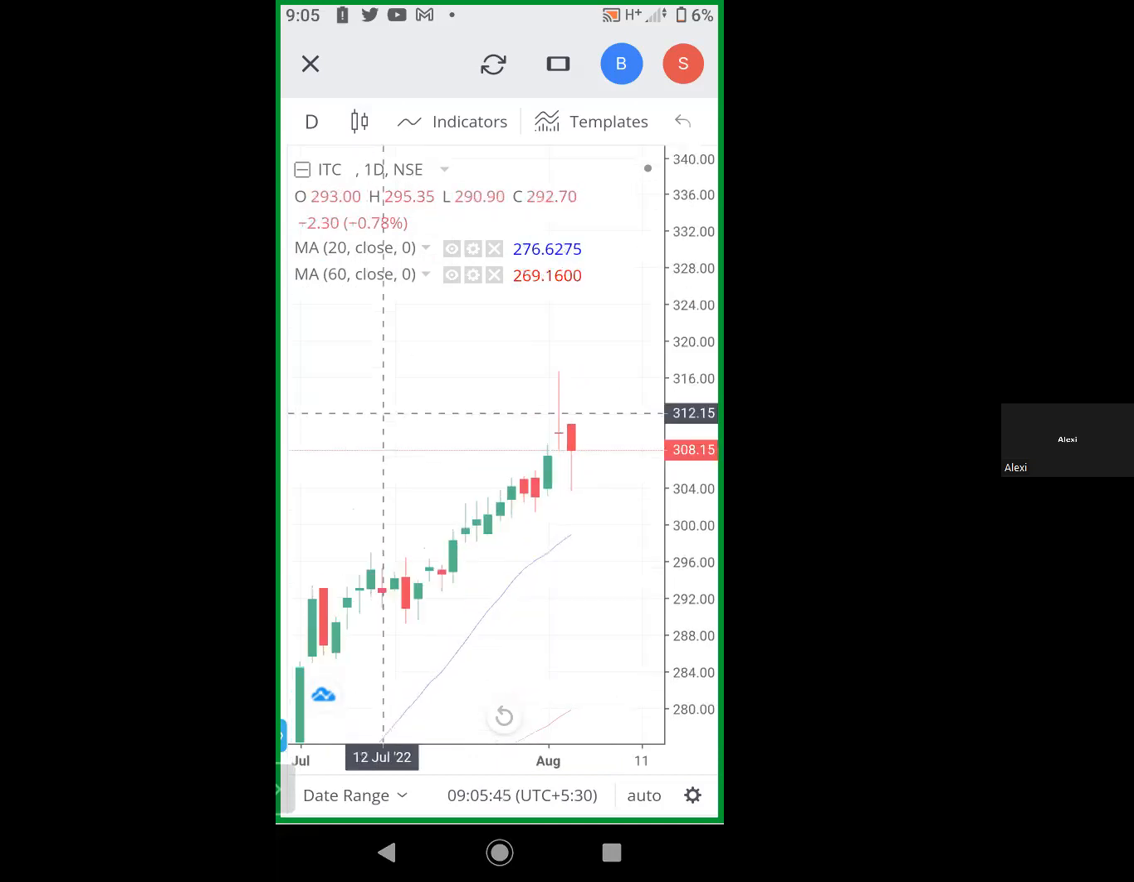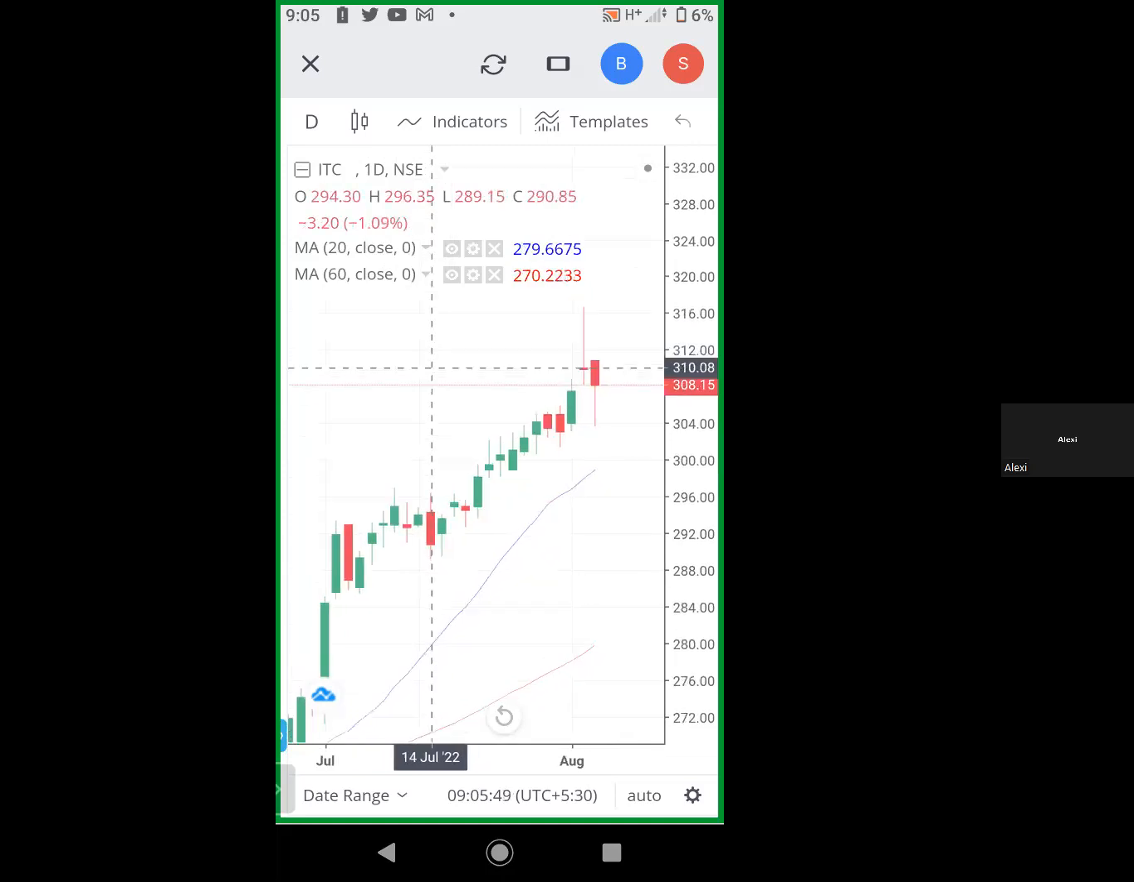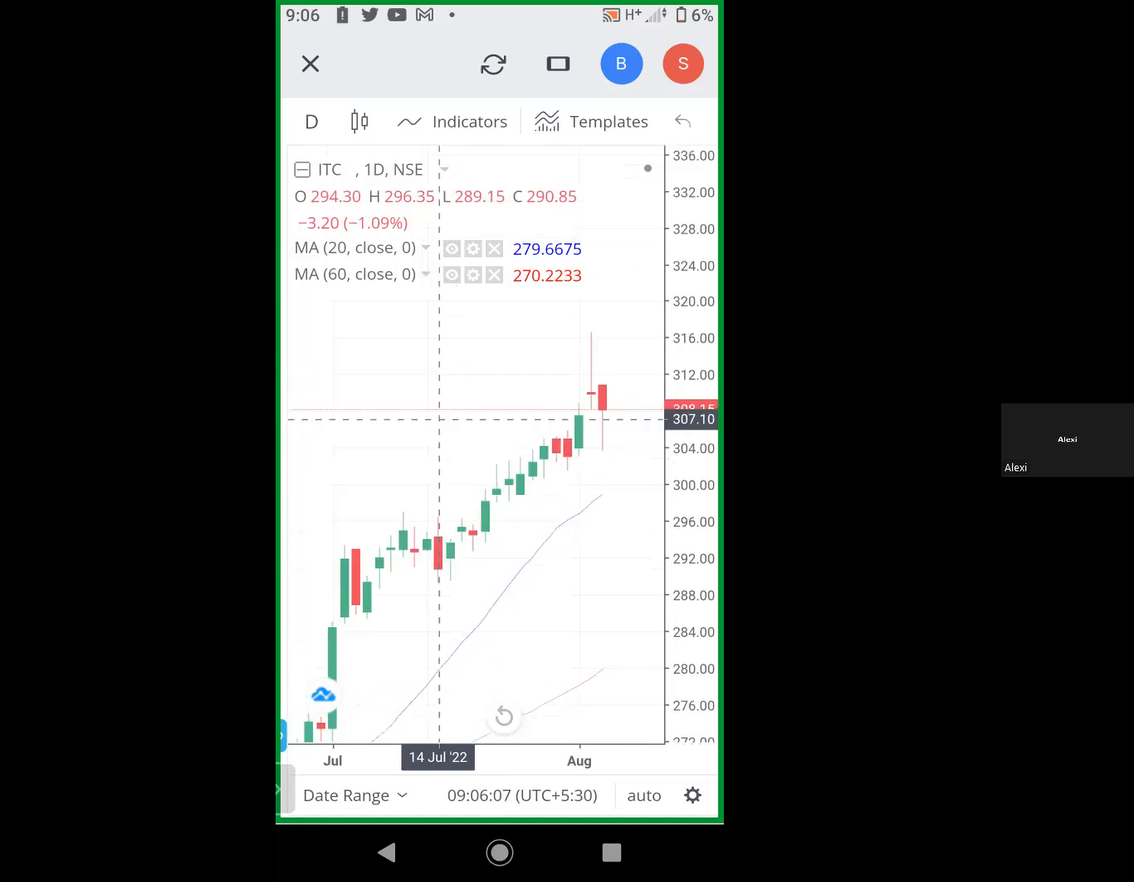That red candle means that yesterday, the price began right there at the top of that candle at 310.90, and at the end of the day, it closed at around 307, 308. But the price had gone all the way down, to this level, 304.